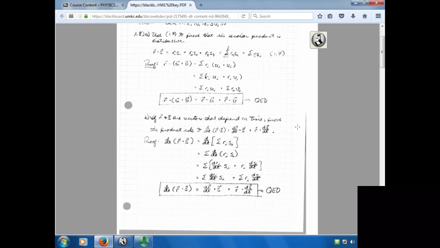Okay. So the next one: if r and s are vectors that depend on time, prove the product rule, which is that the time derivative of the dot product is equal to the time derivative of the first vector dotted with the second vector plus the first vector dotted with the time derivative of the second vector. I start with the left-hand side of the thing that I am to prove. I notice that it's the time derivative, and I make a substitution from 1.7. Because I'm taking the time derivative of a sum, the time derivative can commute with the summation sign.